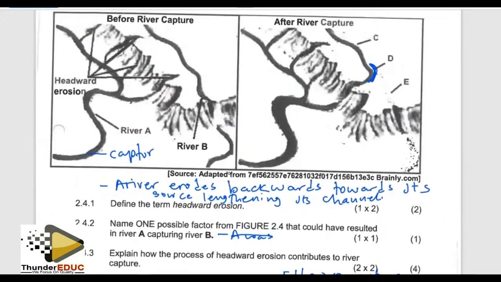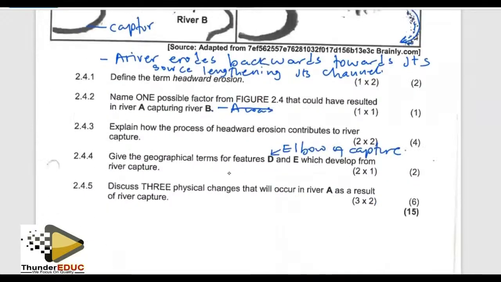And feature E, you can see this area which has been left dry. The river continues on the other side, but this area has been left dry, and we refer to it as a dry gap or a wind gap. So feature E is going to be our wind gap or a dry gap.